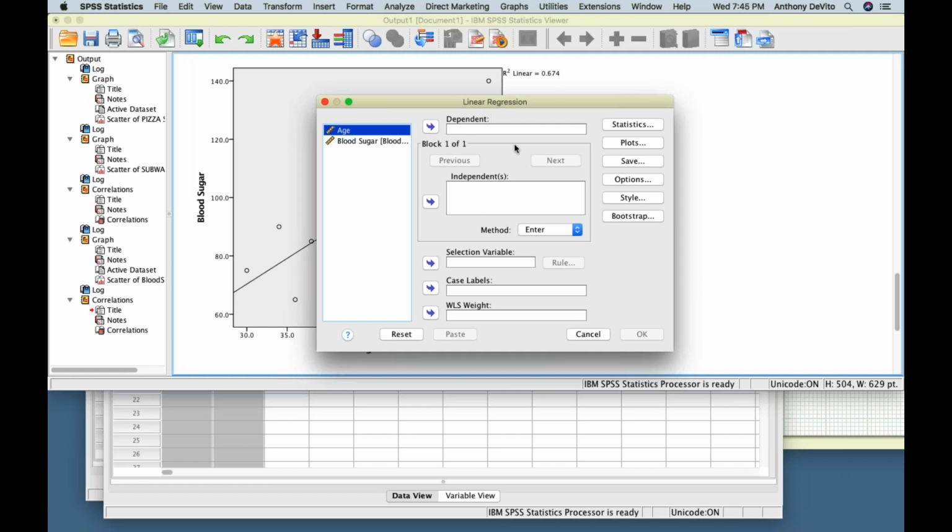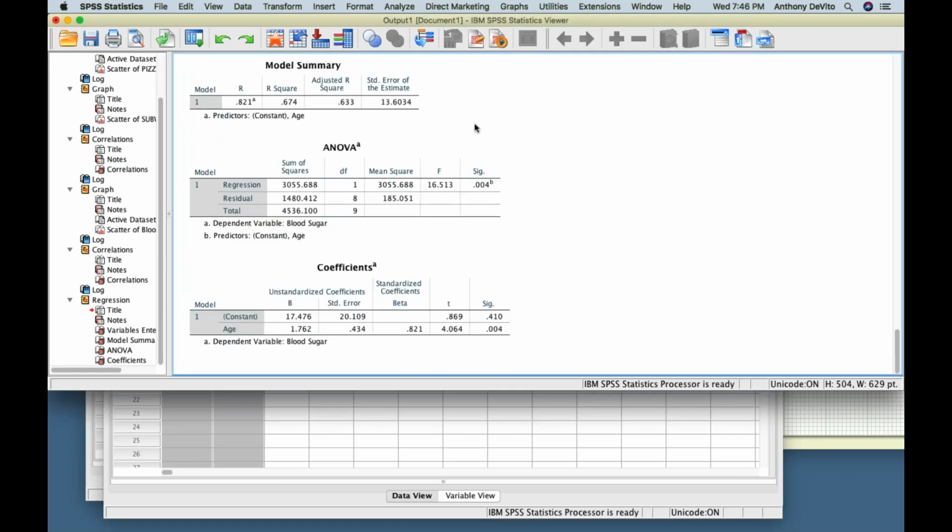Okay, so now this time, notice there isn't a single box, there are two boxes here. It requires us to identify which is the independent variable and which is the dependent variable. So I'm going to take age, and I'm going to say to myself, well, that's the independent variable. That's going to be the determining variable. And what's going to be the one that's dependent on that determining variable? It's going to be blood sugar. I'm going to put that into the dependent variable box. I'm not going to worry about methods and so on. I'll leave it method enter. We'll worry about that maybe in our next class. And I'll click OK.